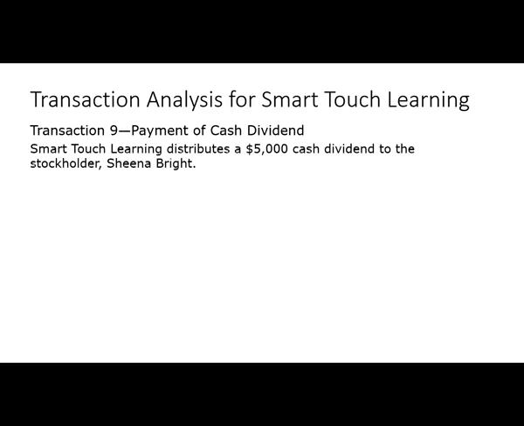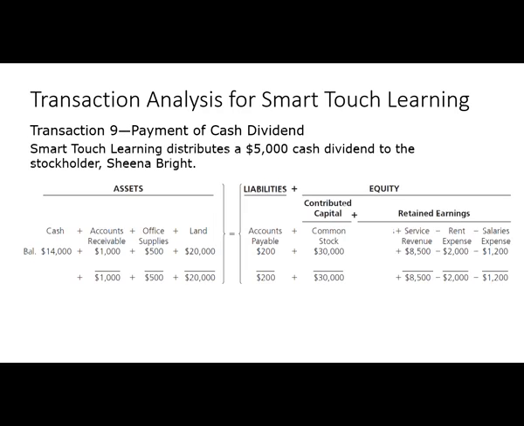Last transaction, we distribute a $5,000 cash dividend to a shareholder. Here's where we were before we started. You can see cash went down $5,000. And again, this is an example of a dividend. Dividends decrease our equity, and so our equity goes down $5,000. But again, our accounting equation is still in balance.